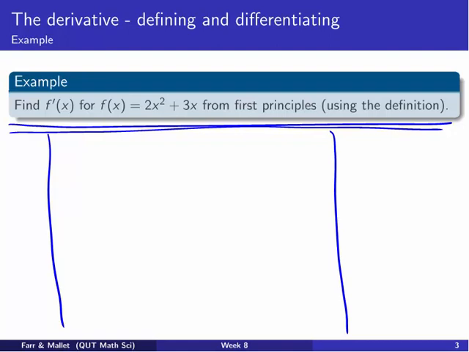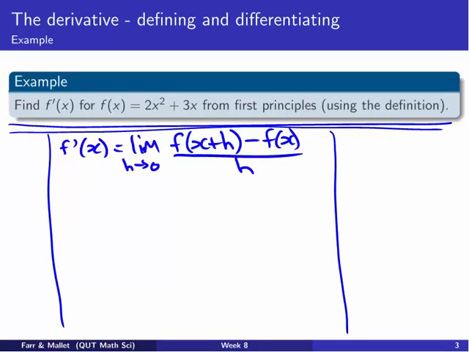Well, the first thing we'll need, of course, is the definition of the derivative. And there that is. Now we don't know what h is. We don't have to worry about that until we actually do the limit. We do know what f of x is, so we can replace f of x with 2x squared plus 3x. Similarly, we can replace f of x plus h with the same function, but with all of its x's replaced by x plus h's. So that gives us something roughly like this. We leave the limit alone. f of x plus h is going to be 2 times x plus h all squared plus 3 times x plus h.